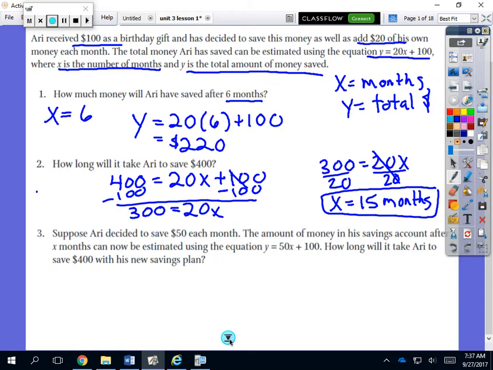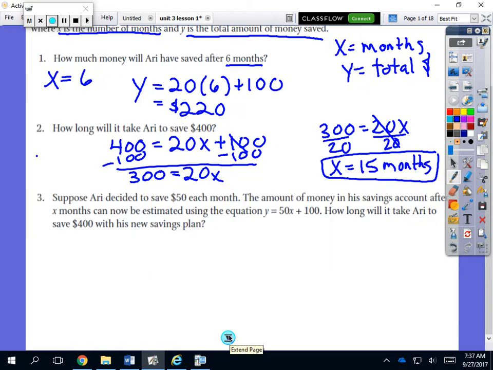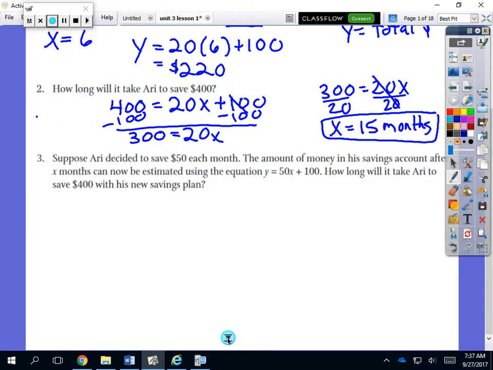And then the last question, suppose Ari decided to save $50 each month. The amount of money in his savings account after X months can now be estimated using a new equation. How long will it take Ari to save $400 with the new savings plan? So we still have Y equal to 400. So I put 400 where Y is, and then solve for X.